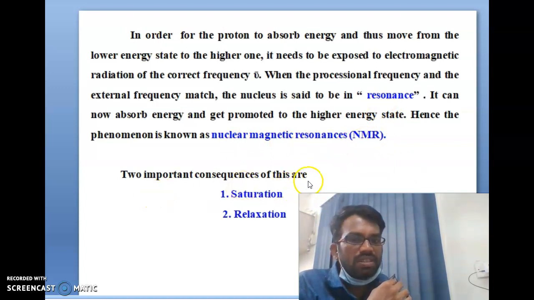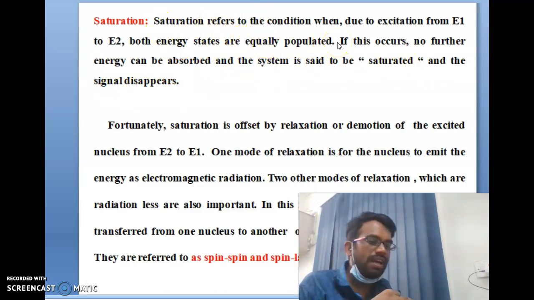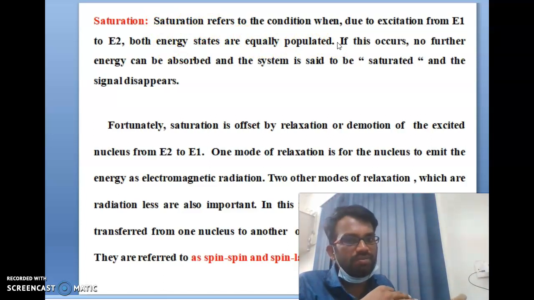The two important consequences here are saturation and relaxation. These two are very important. Saturation refers to the condition where, due to excitation from E1 to E2, E1 is the ground state and E2 is the excited state. When both energy states are equally populated, no further energy can be absorbed, and they are said to be saturated, so the signals disappear. If E1 and E2 both have equal populations of nuclei in the ground state and the excited state, there is no further absorption.